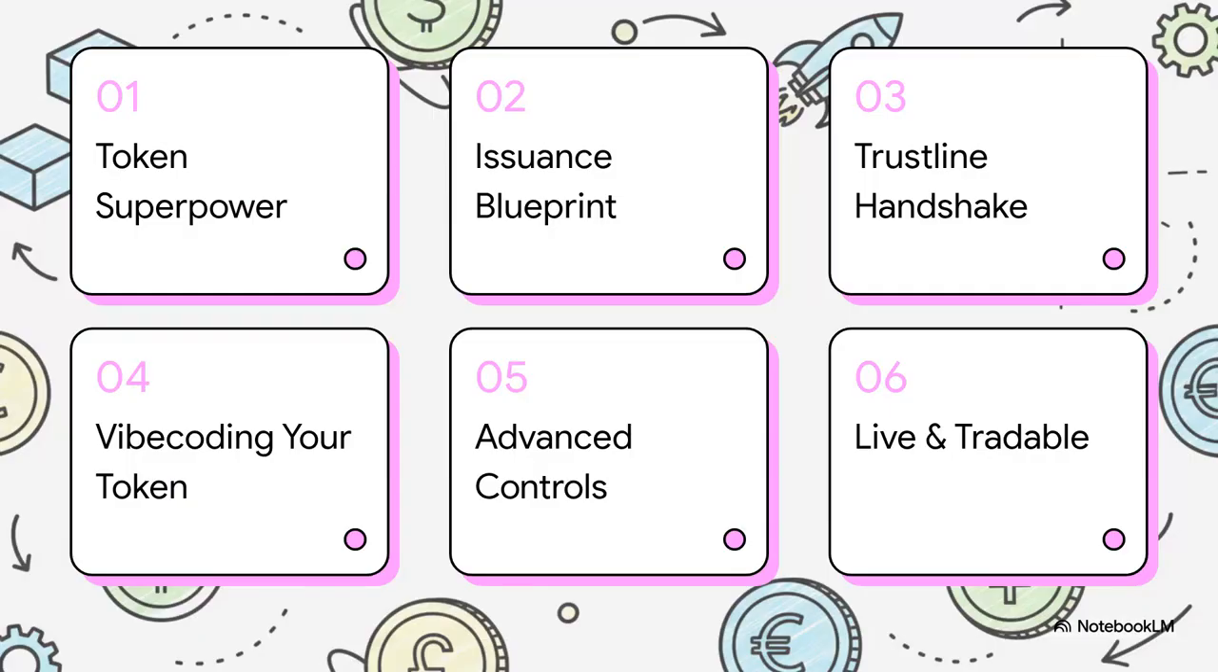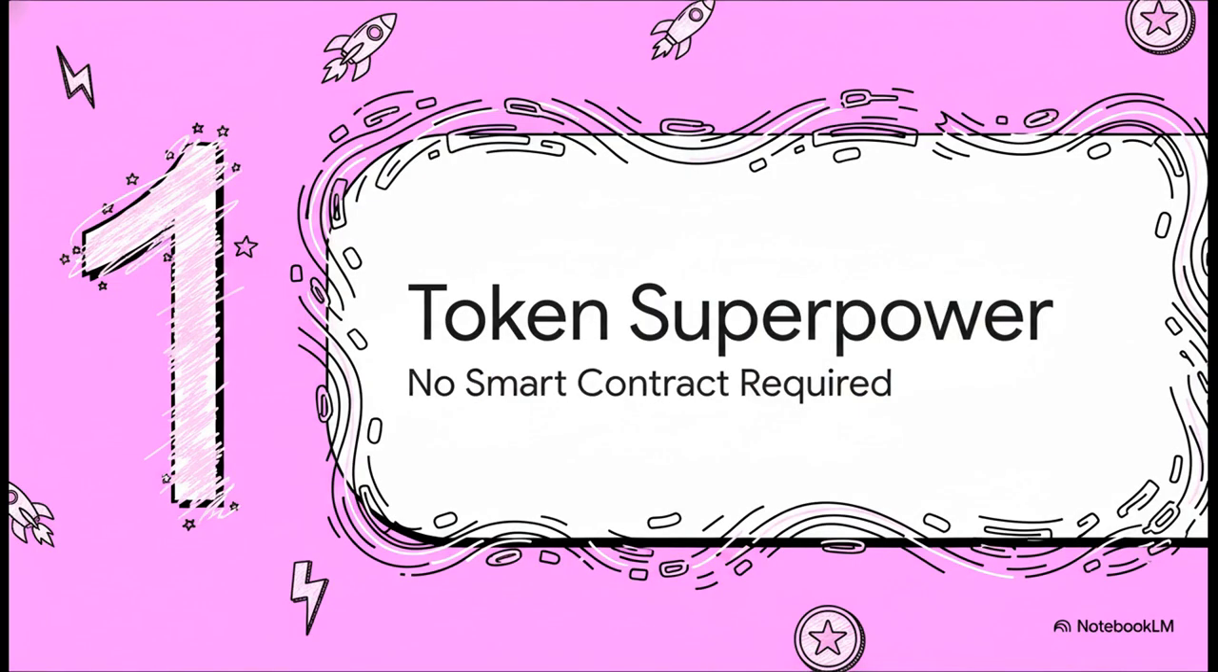All right, here's the game plan for today. First, we're going to unpack Stellar's token superpower. Then, we'll map out a pro-level blueprint for issuing your tokens securely. We'll cover this really cool thing called the trustline handshake. Then, we'll get our hands dirty with some vibe coding, which is basically just telling a computer what to do in plain English. After that, we'll look at some advanced security controls, and finally, we'll see your brand new token live and tradable on a global exchange. Okay, let's dive into part one.